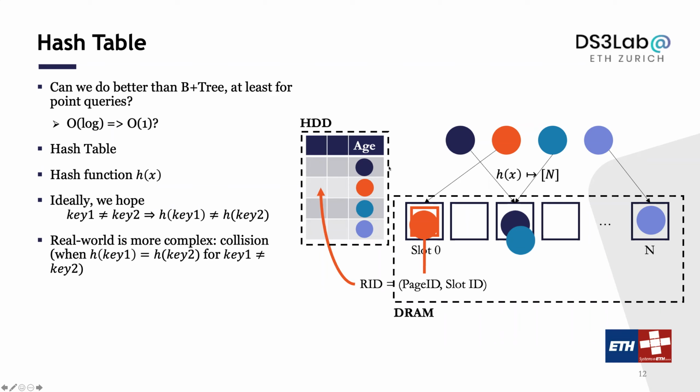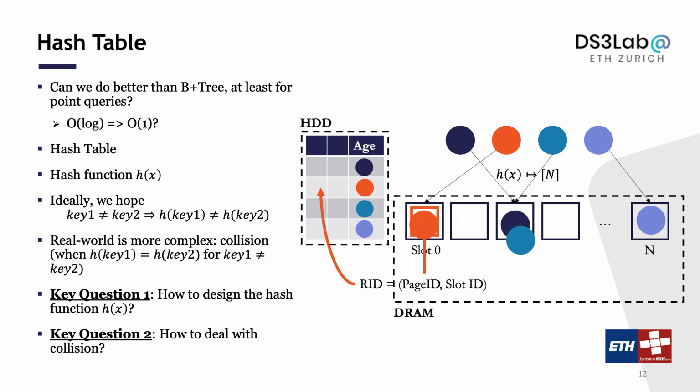So here, your whole relation is stored in a hash table, and the whole hash table, which contains a whole bunch of buckets and their corresponding keys and RIDs, fits into your main memory. This is a very simplistic view of a hash table. The real-world application is actually more complex. You could have collisions, that is, 2 objects being hashed into the same bucket, and you need to deal with it.